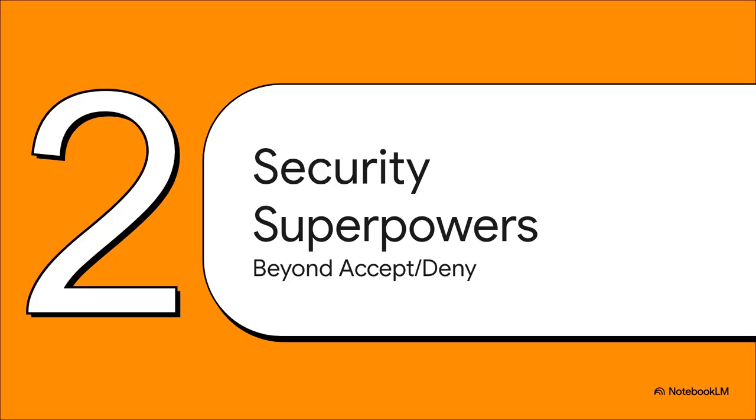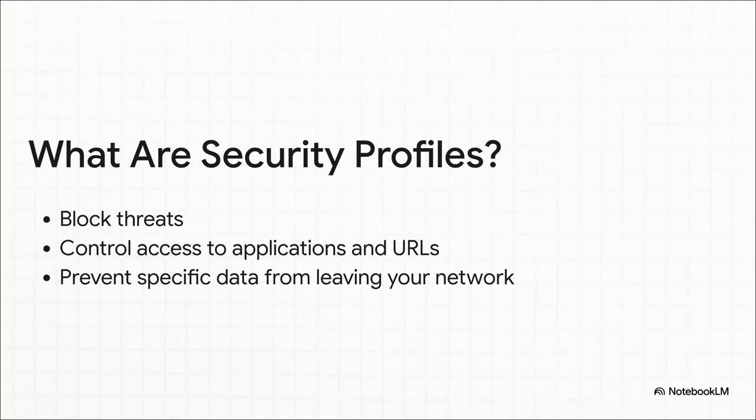Okay, great. So we know how to let traffic in or keep it out based on its address label. But what about the stuff inside that traffic? Let's level up and add some security superpowers. This is where security profiles come into play. So if your firewall policy is the bouncer checking IDs at the door, think of security profiles as the extra guards inside, who are actually looking inside people's bags.